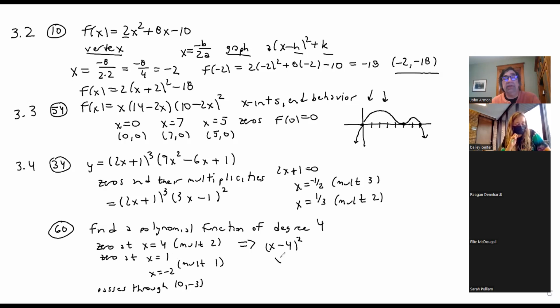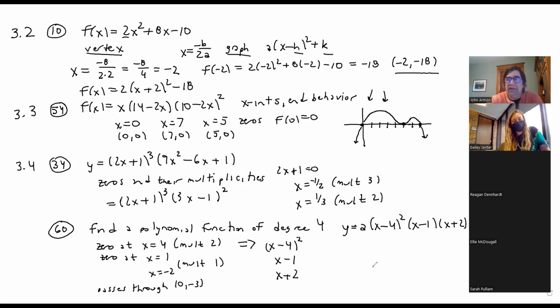x minus 1, turn that into a factor. x equal negative 2, turn that into a factor. That's your 4 factors that you need. So when you start writing your polynomial, put the a out front. We have to determine a after the other factors have been determined, and write the product of your factors. Okay, so any 4th degree polynomial that has zeros at 4, 1, and negative 2, with a multiplicity of 2 at 4, looks like this.